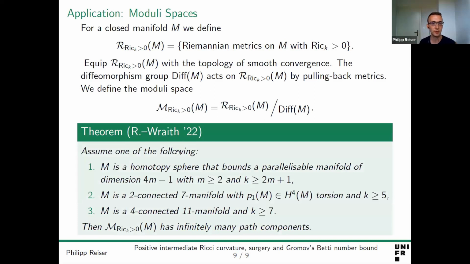Then the result is the following. We take a few of the manifolds we had before. In the first case, we take the homotopy spheres that bound parallelizable manifolds in dimension 4n minus 1. In the second case, we can take all the 2-connected 7-manifolds where the first Pontryagin class is a torsion element, or we take any of the 4-connected 11-manifolds. And then the statement is that the moduli space for these manifolds has an infinite number of path components.